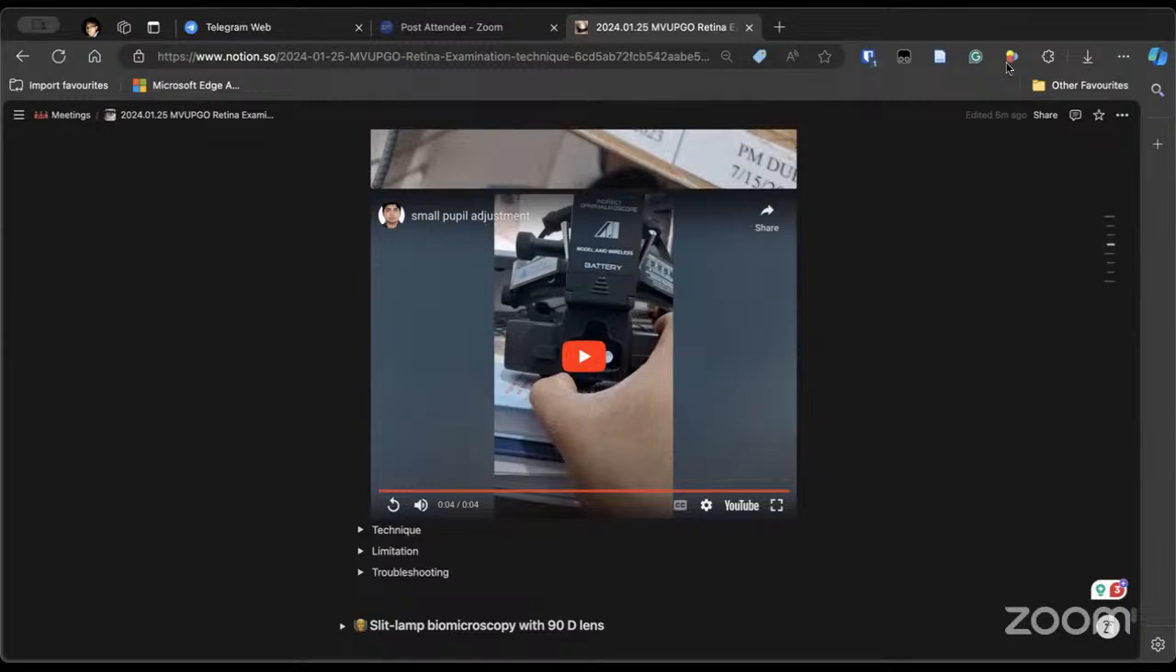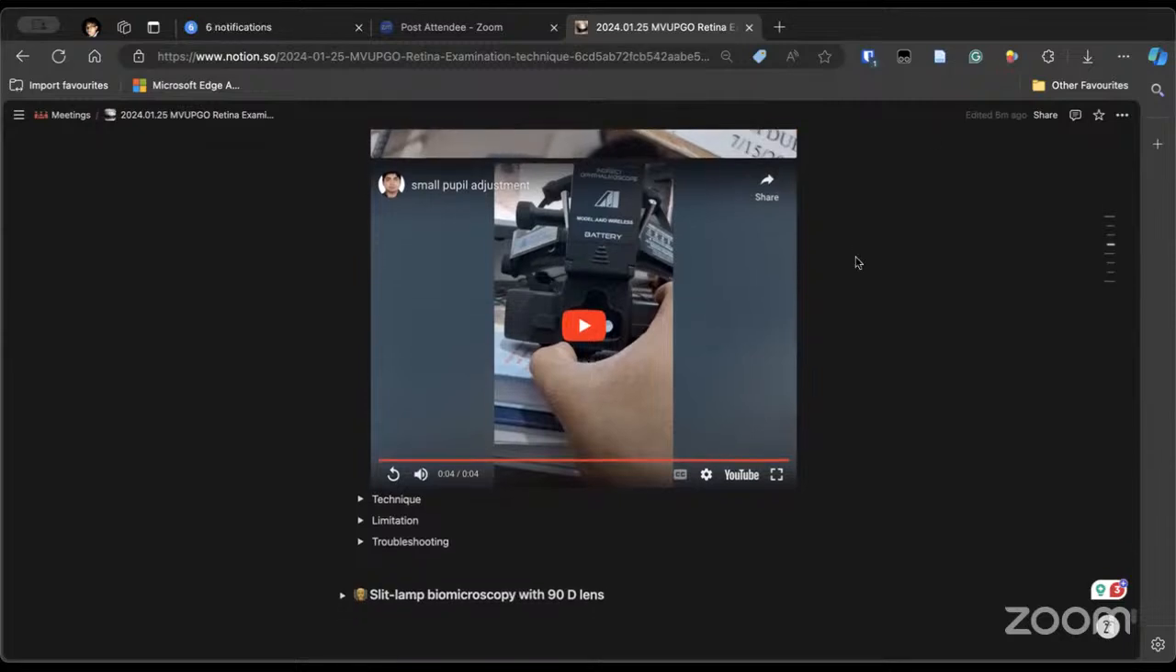So there is something called stereo variator. Just read about it and post it on the group. Stereo variator. Many low-end microscopes might not have it, but the Haag-Streit model has that. So just read about it and tell us how it works.